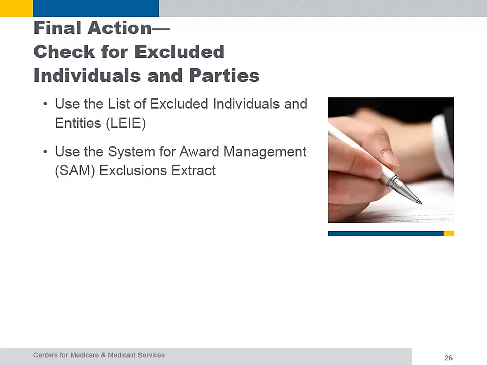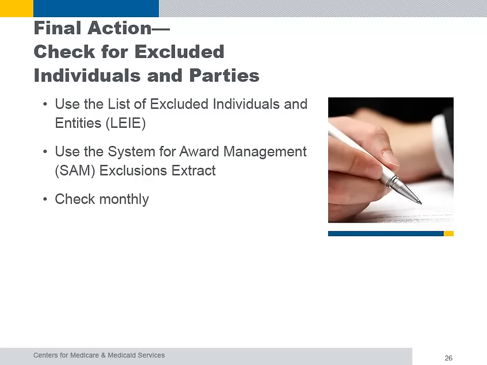CMS has issued guidance to SMAs stating that they should require providers to screen their employees and contractors for exclusions by checking the LEIE database on a monthly basis. The guidance further advises states to require all providers to immediately report any exclusion information discovered. The guidance to the states is found in the State Medicaid Director Letter number 09-001. Providers are encouraged to check the SAM exclusions extract as well.